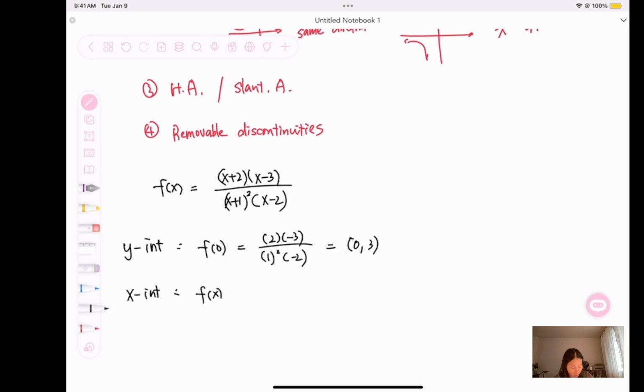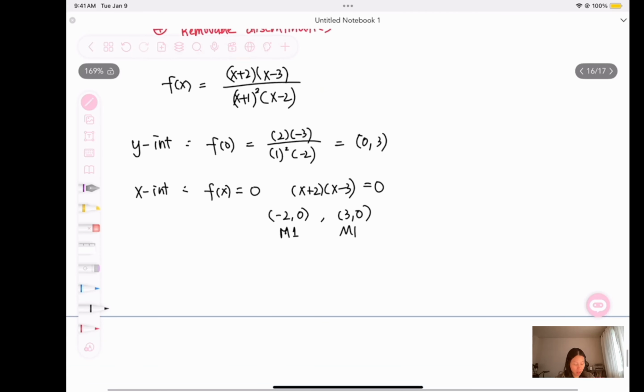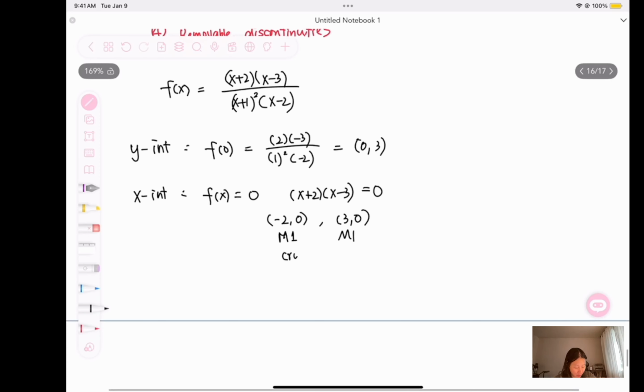Second, the x-intercepts. For the x-intercept, we want the whole function to equal 0. Since this is a rational function, we just need to let the top equal 0. Then we have two x-intercepts. One is (negative 2, 0). The other is (3, 0). We need to be careful with the x-intercepts: we also need to consider the multiplicity because that determines the local behavior. Since they both have multiplicity 1, this is going to be a cross.